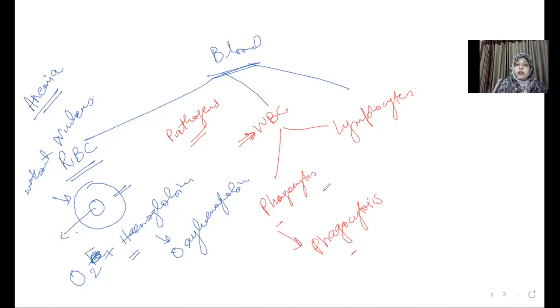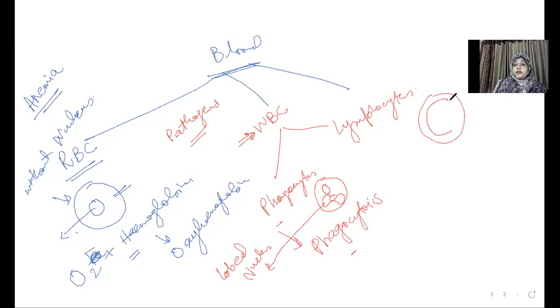Lymphocytes, okay, let me draw the structure also, because the diagram is extraordinarily important. The examiner may ask in the MCQs paper or in another one that phagocytes have a lobed nucleus. Okay, they don't have a round one. This is the specialty of this cell, lobed nucleus, right? Lymphocytes have a large nucleus. This is the nucleus, okay?